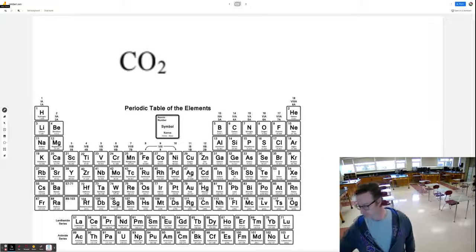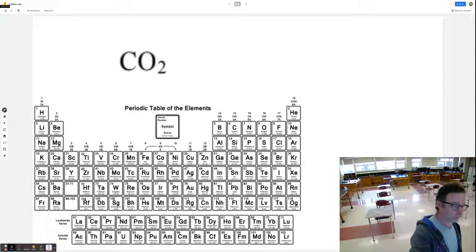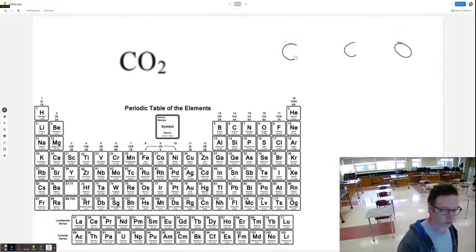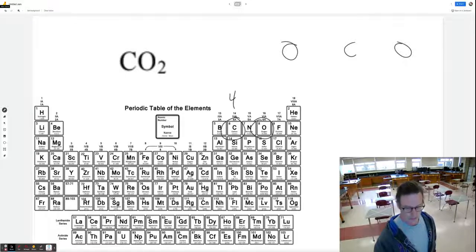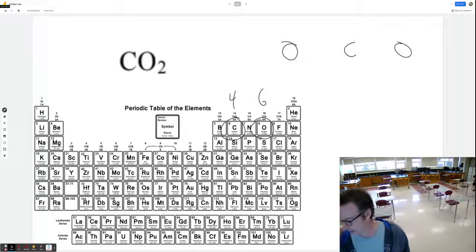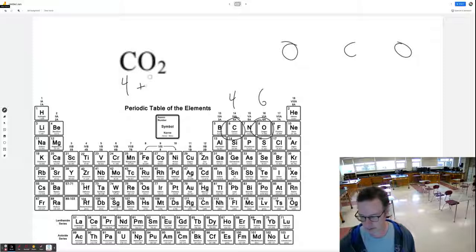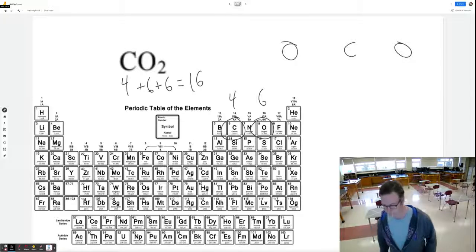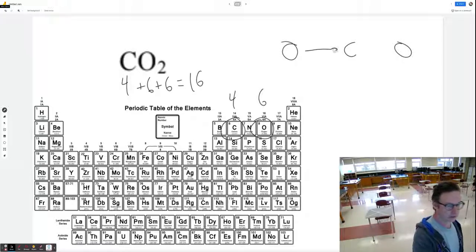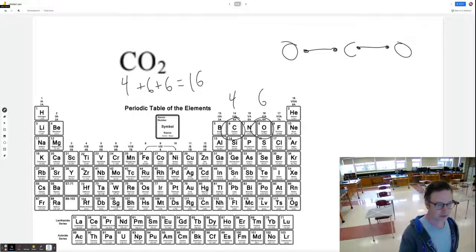And last one, CO2, carbon, oxygen. Oxygen, we've seen this one a lot too. This is a very common one. And so we've got carbon and oxygen. Valence electrons, 4 for carbon, plus 6 for the 2 oxygens. That gives me 16. Make the bonds. Okay, that took 4. I've got 12 left.